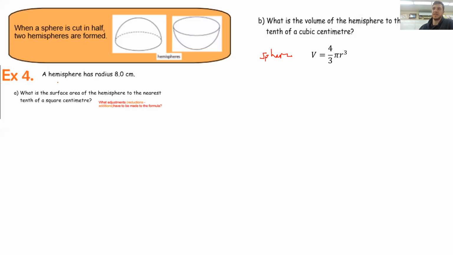So let's see what you guys can do. Here's your information. A hemisphere has a radius of 8. What is the volume? Go ahead. This is the volume of a sphere. Divide it by 2.